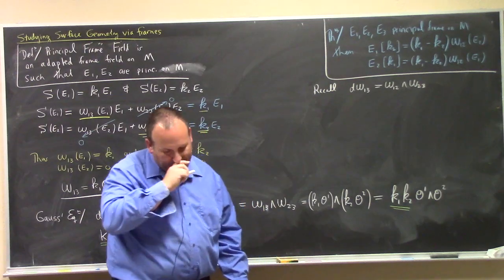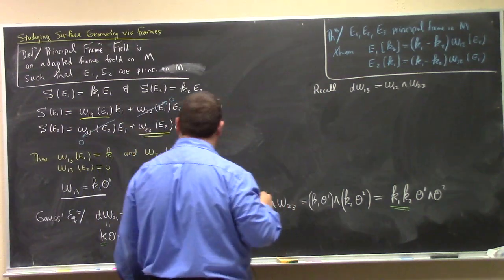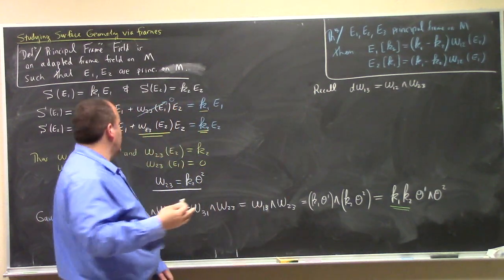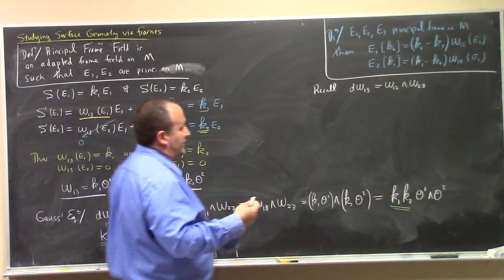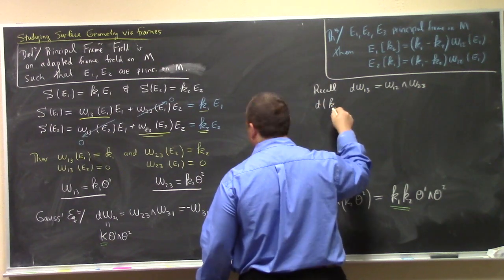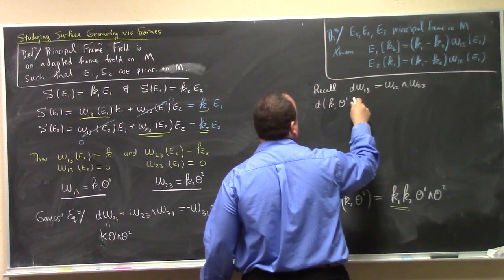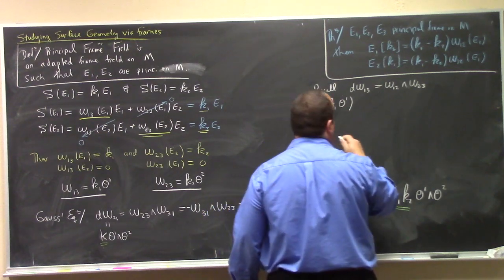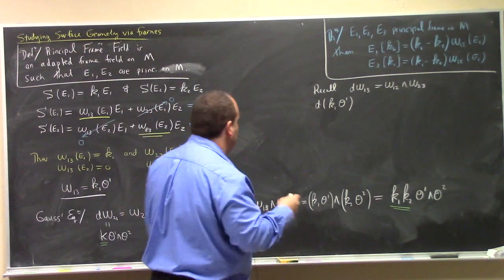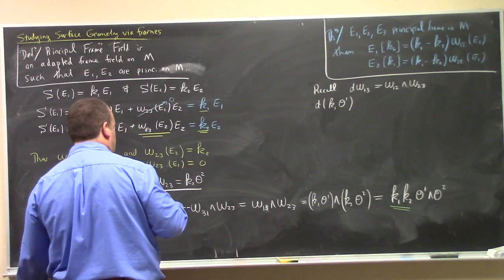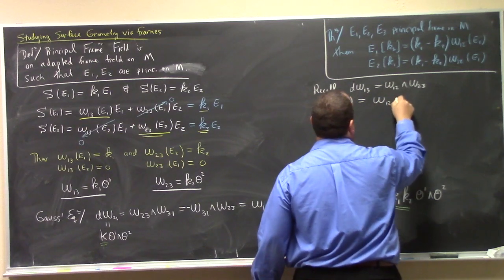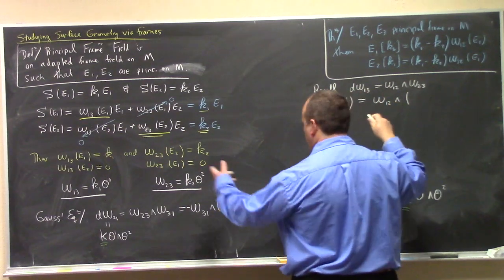All right. But what else? We're working with a principal frame field, right? So we still have the previous formulas we just got. So omega 1,3 is K1 theta 1, right? And we also know that omega 2,3 is K2 theta 2. So what we're looking at is omega 1,2 wedge omega 2,3, which was K2 theta 2.